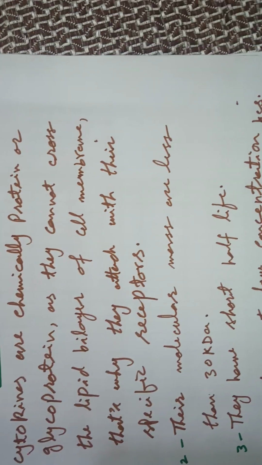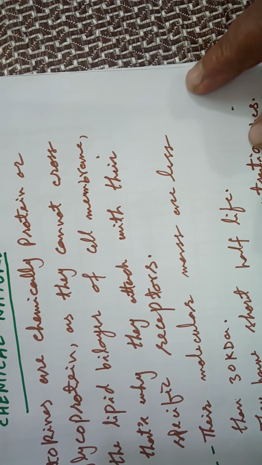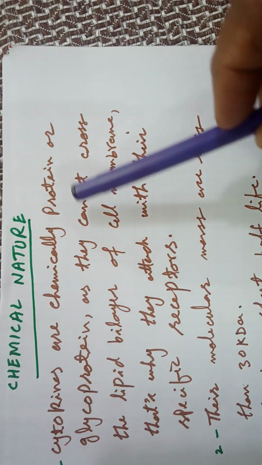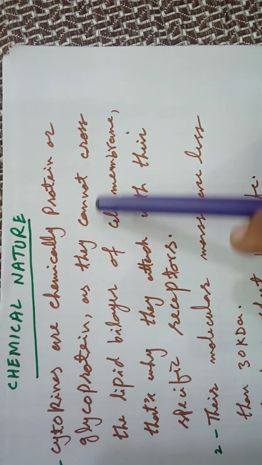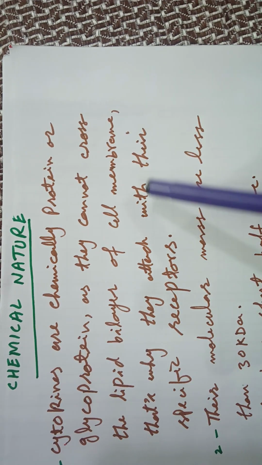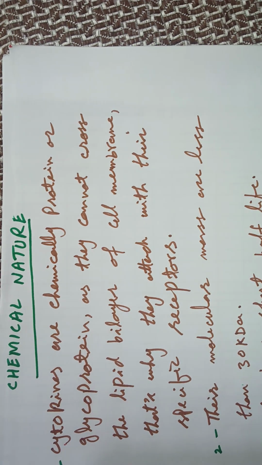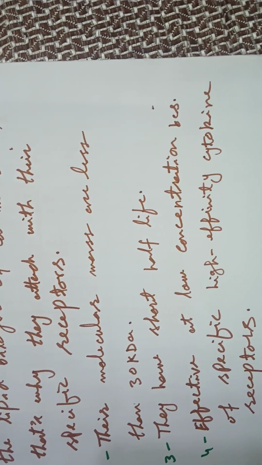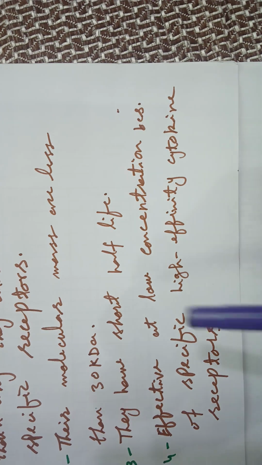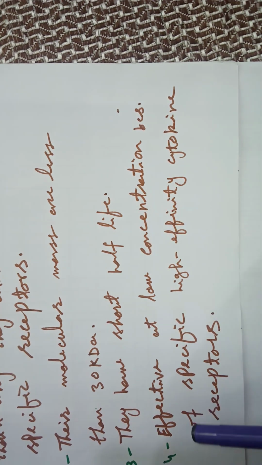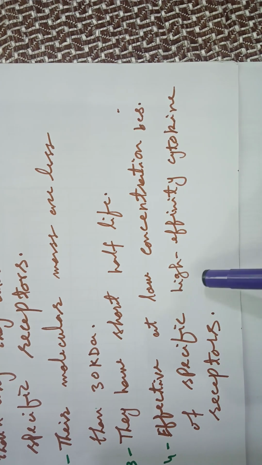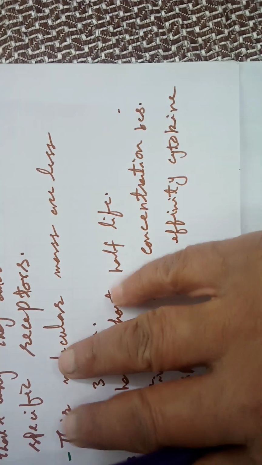Now we discuss the chemical nature of cytokines. Cytokines are chemically proteins or glycoproteins, as they cannot cross the lipid bilayer of the cell membrane. That's why they attach to their specific receptors. Their molecular mass is less than 30 kilodalton. They have a short half-life. They are effective at low concentration because of specific high affinity cytokine receptors.